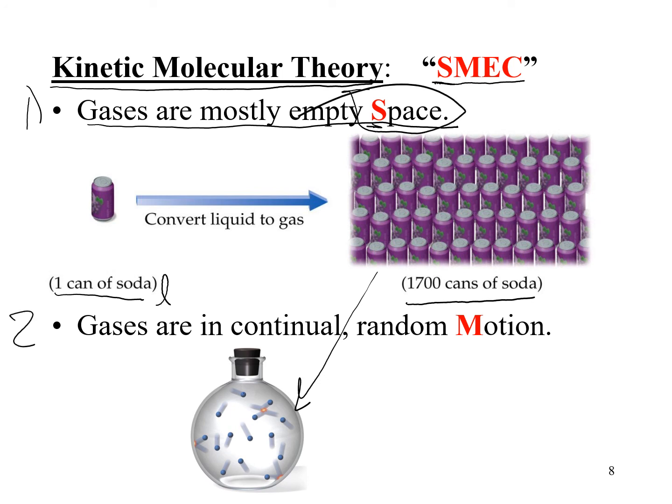The second point of the kinetic molecular theory is gases are in continual random motion. So the M is in the SMEC. The gas molecules are moving in all directions at very high speeds, which cause them to fill up the entire volume of a container, which is illustrated in this container of our gas below.